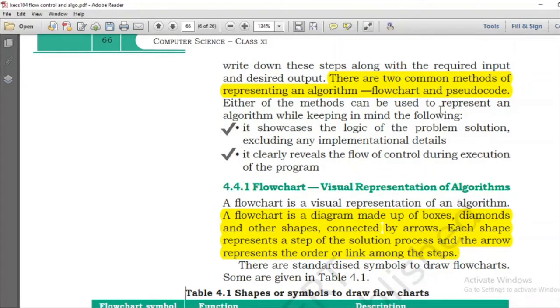Either of the method can be used. You can use either flowchart or pseudocode as per your requirement, but you have to keep in mind the following things, that is it showcases the logic of the problem solution excluding any implementational details. So logic should be clear, whether you are using flowchart or pseudocode, आपका logic clear होना चाहिए कि आप क्या logic use कर रहे हो उस प्रोग्राम को लिखने के लिए. It clearly reveals the flow of control. Flow of control means इसके बाद ये step, उसके बाद ये step, इसके बाद ये step. Clear होना चाहिए कि किस step के बाद कौन सा step है during the execution of the program.